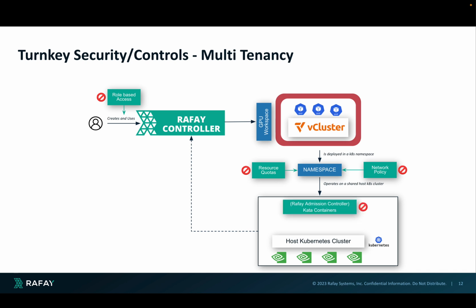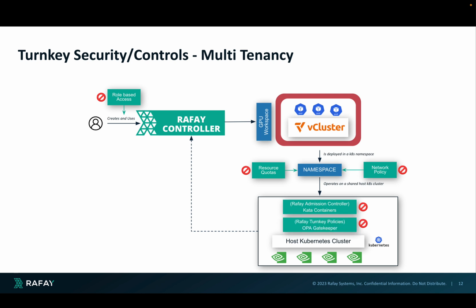The next control that is in place is the Rafay admission controller, which we'll double click on in a couple of seconds, which is based on Kata containers. And this makes sure that the pods deployed in the vCluster on top are actually running in their own micro VM. And this ensures that there's isolation where no container escapes are possible from the GPU workspace down to the host cluster.